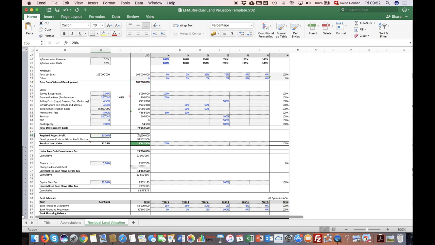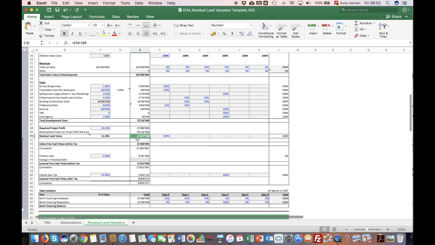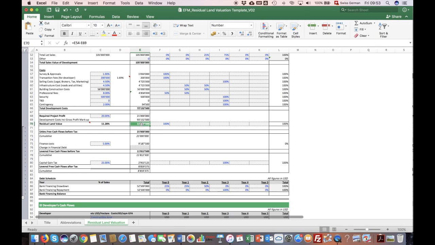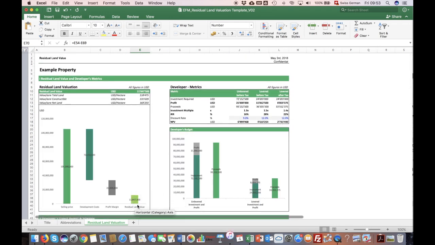Then the developer will want to make a certain profit, so assuming this to be between 10 to 20% as a starting point, you enter here, for instance, 20%. And then after deducting the costs plus the required profit, this gives you the residual land value. This is about 12 million, or 11.8 million US dollars. So basically this means you have already derived this figure.